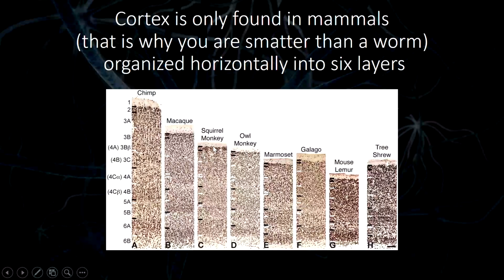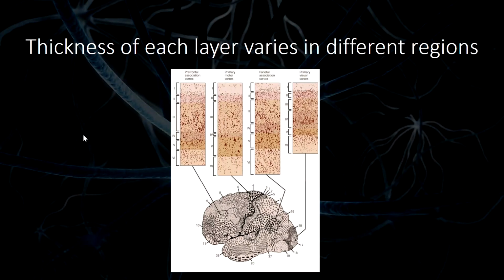And so do different animals like monkeys and tree shrews, they all have 6 layers. And the thickness of each layer varies in different regions of the brain. For example, the third layer is pretty thick in the prefrontal association cortex. This is cortex located in your frontal lobe. And the third layer will become thinner when we move to the occipital lobe. This is the occipital lobe, right?